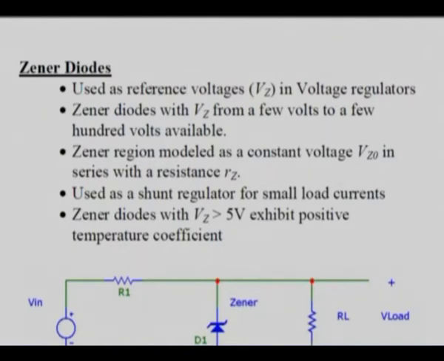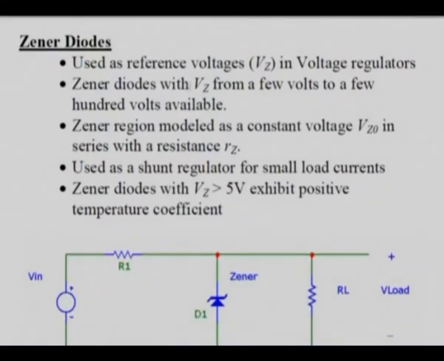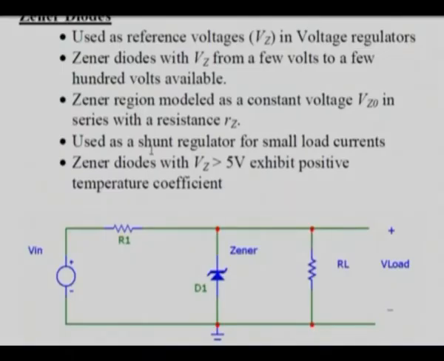So Zener diodes are primarily reference diodes used as voltage regulators, and typically the Zener voltage may be anywhere from a few volts to a few hundred volts. Now, especially today, a lot of these things you can relate to the mobile charger in their hand, okay.